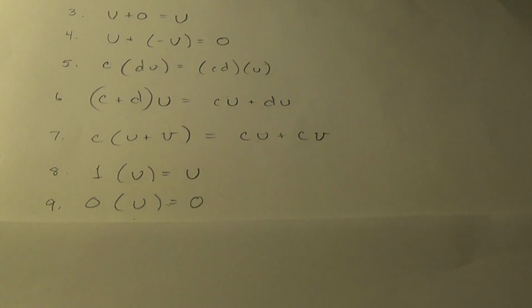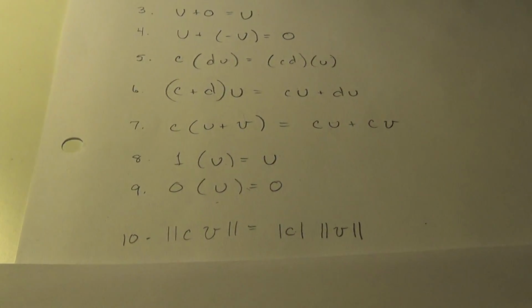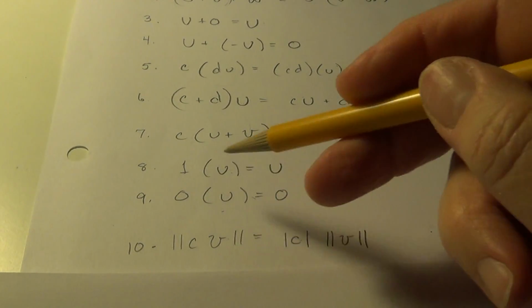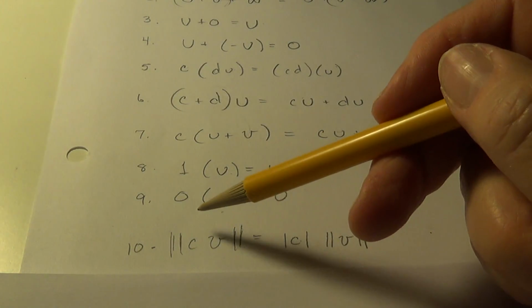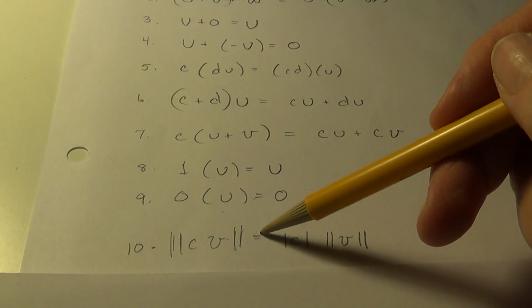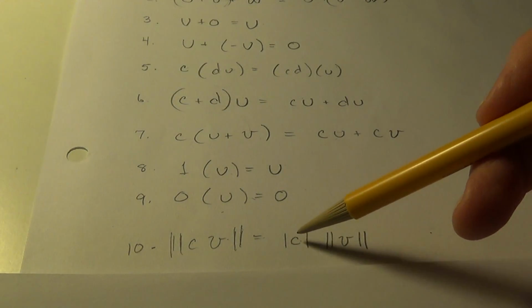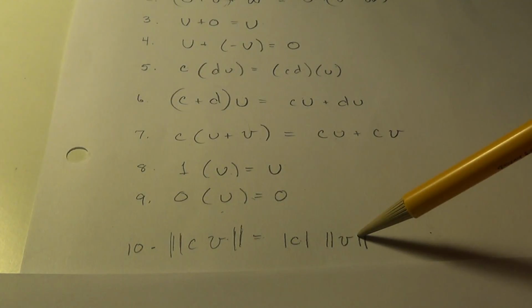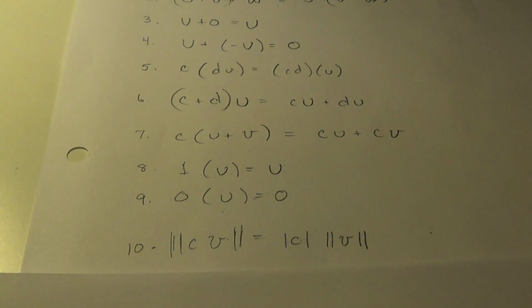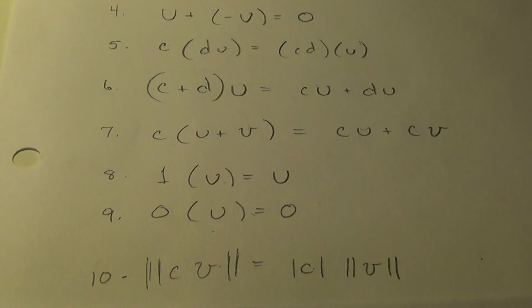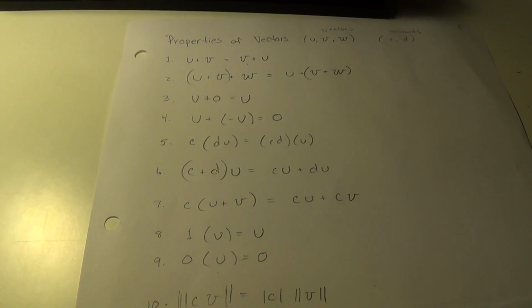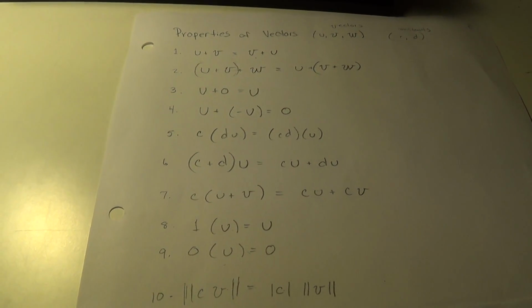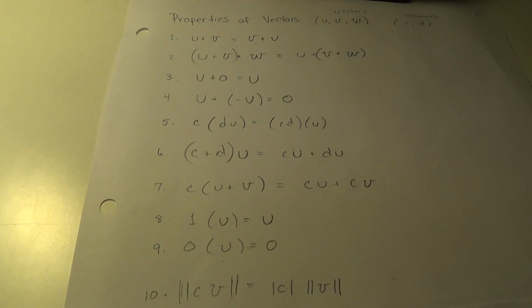And last but not least, the magnitude of a constant times a vector. Remember, these two double lines mean the magnitude or length. The length of a constant times a vector equals the absolute value of that constant times the magnitude of that vector. All right, so all vector quantities share these 10 properties. So there they are. All right, you'll be asked to put this theory to work in real vector problems with real numbers tomorrow.